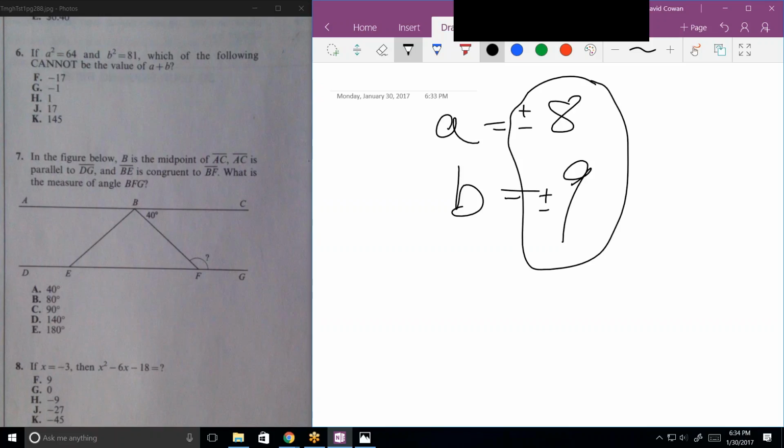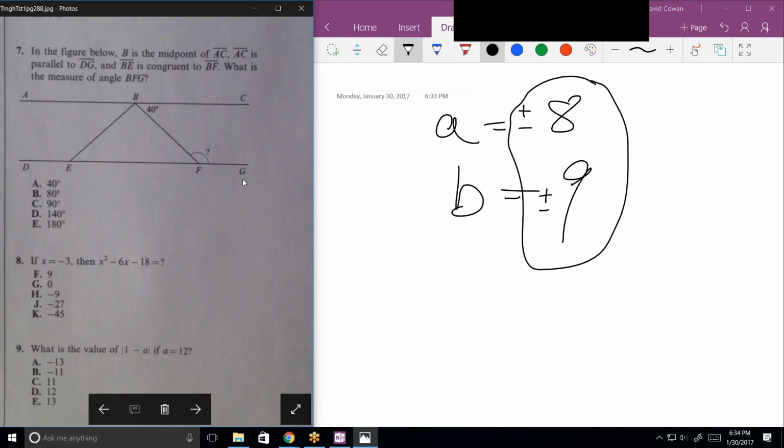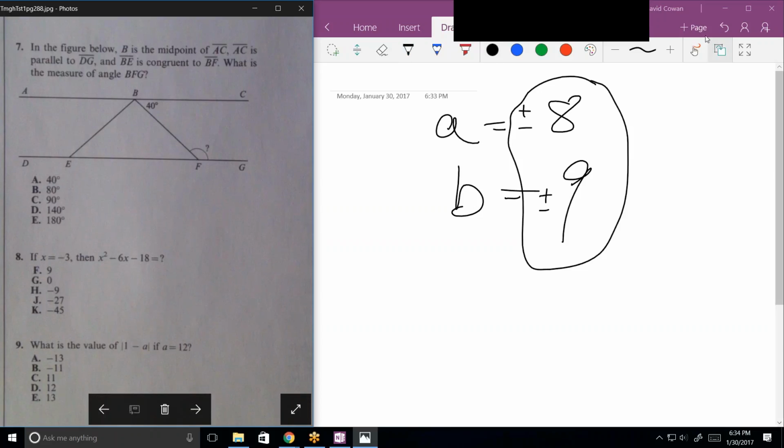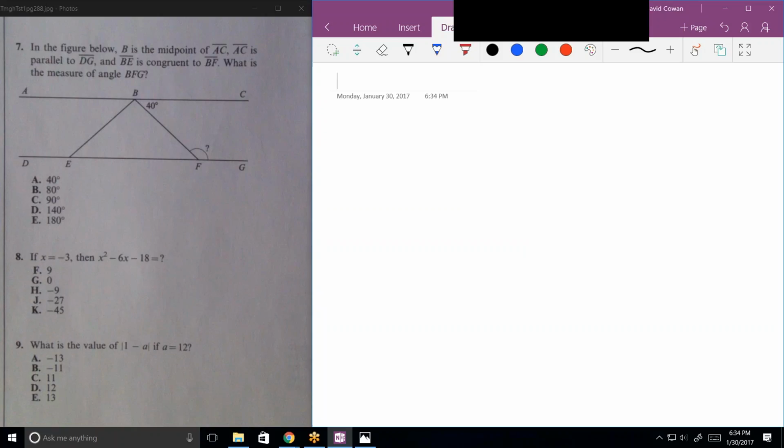All right. In the figure below, B is the midpoint of AC, what is the measure of angle BFG? Is it 40 degrees, 180, 140 degrees? Yes. Hold on a second. More information that's irrelevant. The fact that B is the midpoint of AC doesn't matter at all.